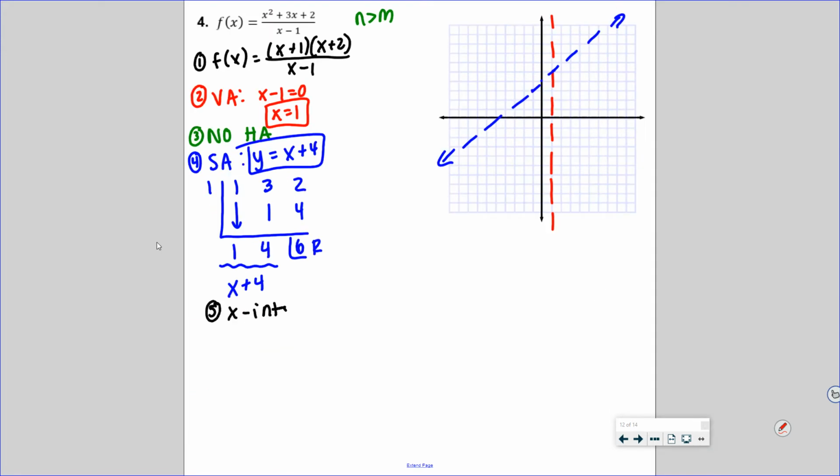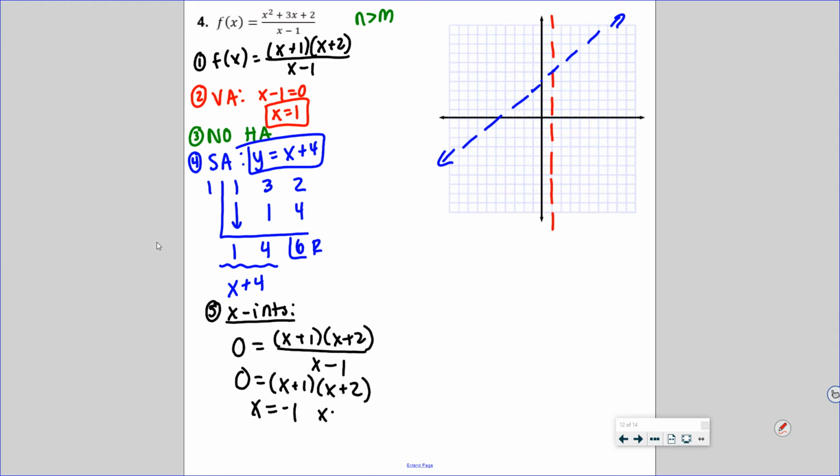Okay. Next, I check for intercepts. So I like to use that factored form. It's easier to solve. Multiply both sides by x minus 1. I get here, and I'm like, hey, I got two x-intercepts at -1 and -2. Seems odd. Let's see if I got any y-intercepts.